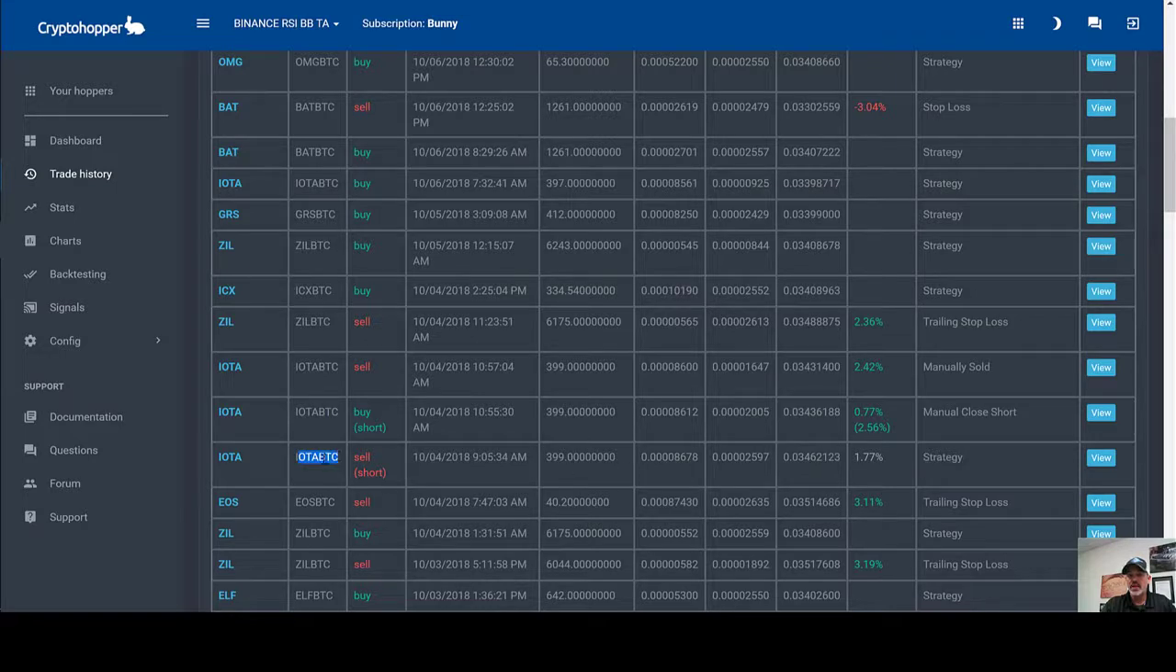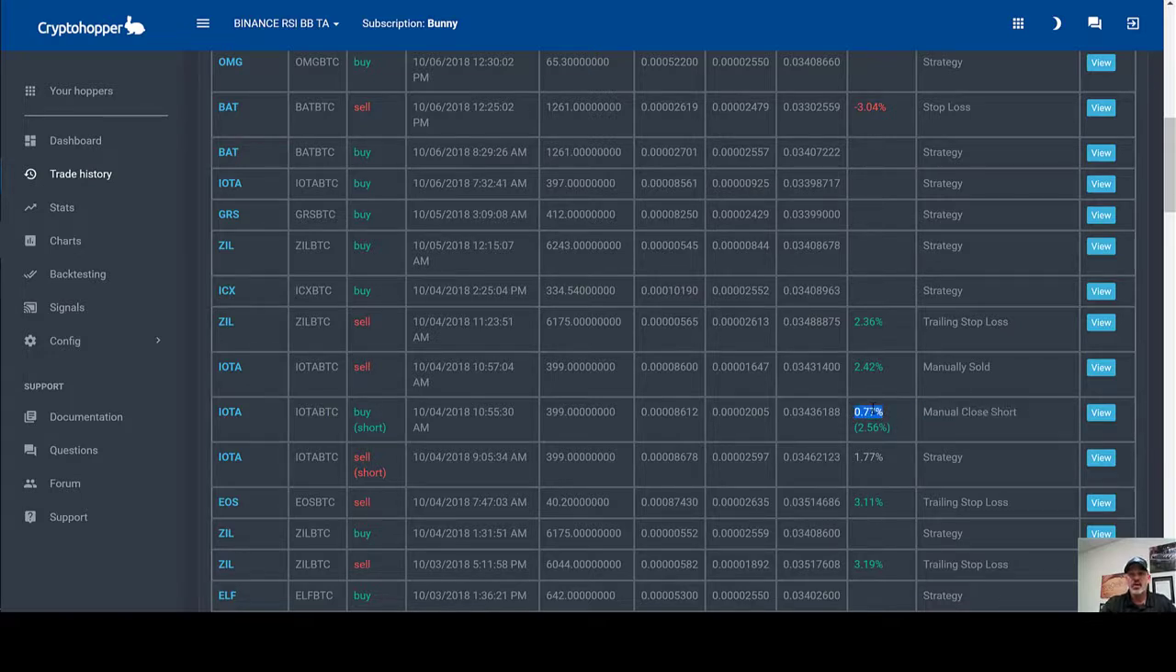For instance, in this case we had 399 tokens of IOTA. It was going up, and a sell order or a short was put on once it met our strategy requirements. Now, once we felt like we had met our profit point, which usually is about 1% to 1.25%, by the time this actually closed on our manual close, it ended up being shy of 1%.